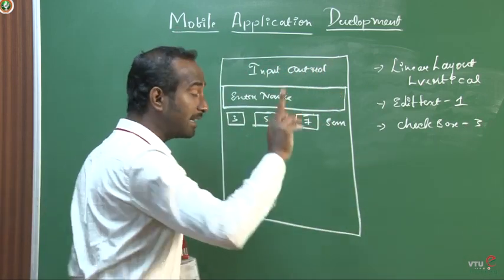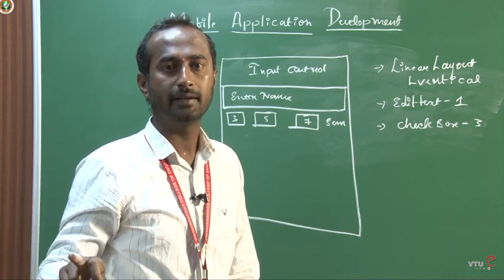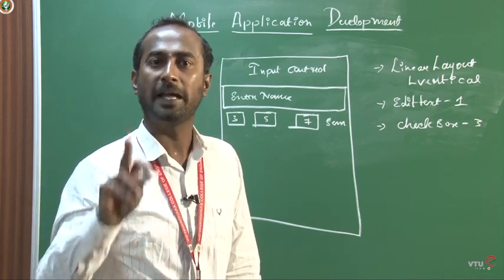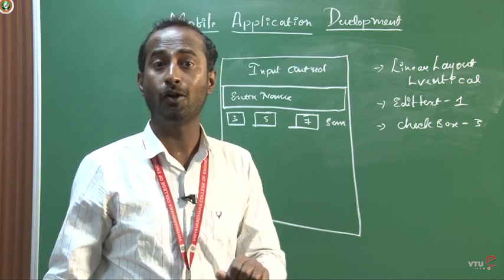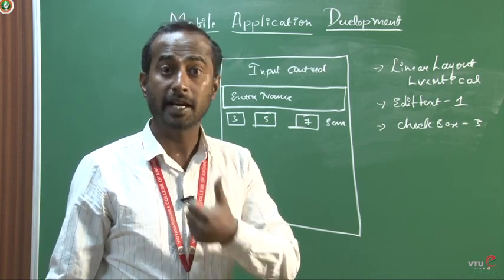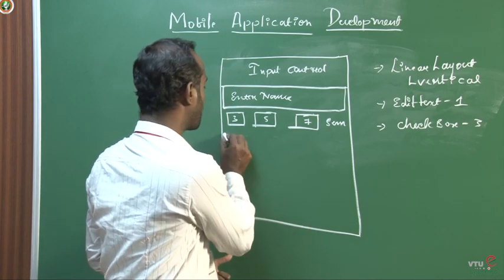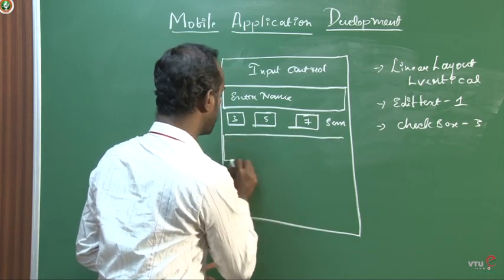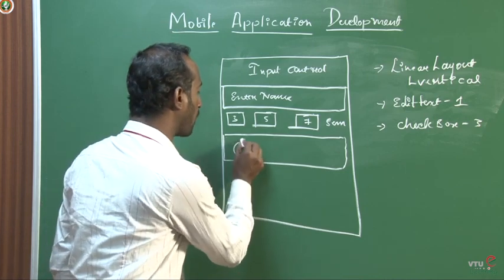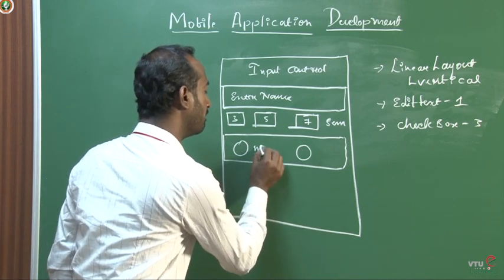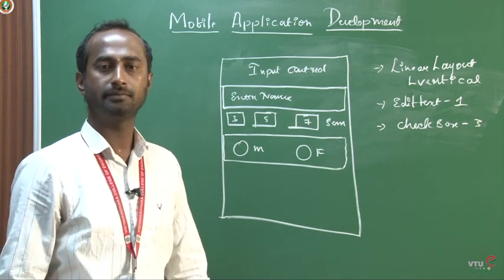Next, directly I'm not going to place the radio button. Instead of that, I'm going to place the radio group. Inside that radio group, I'm going to place the radio buttons to get the gender of that particular student. So I'm going to place the radio group like this. Inside this radio group, I'm going to provide the radio buttons, male or female.